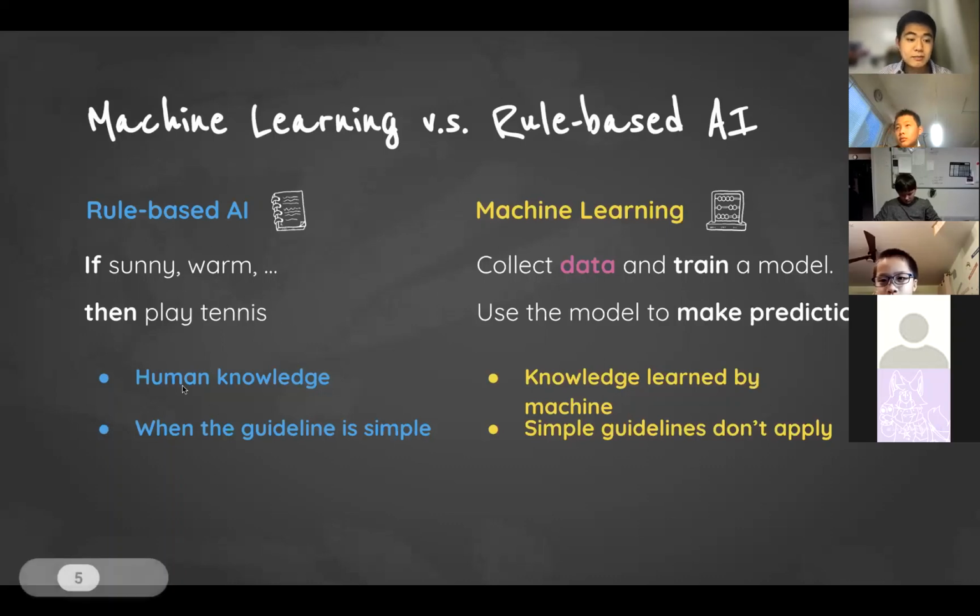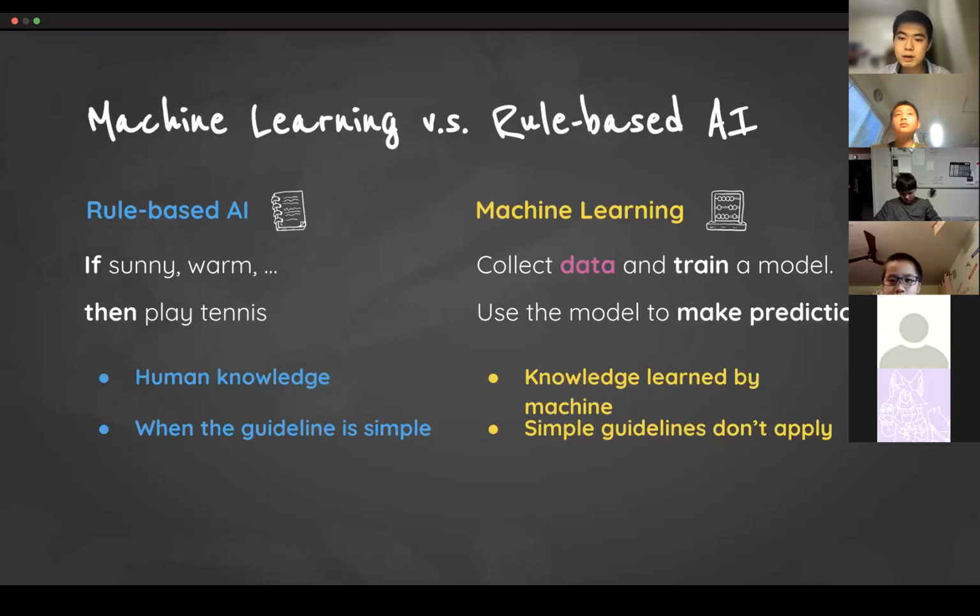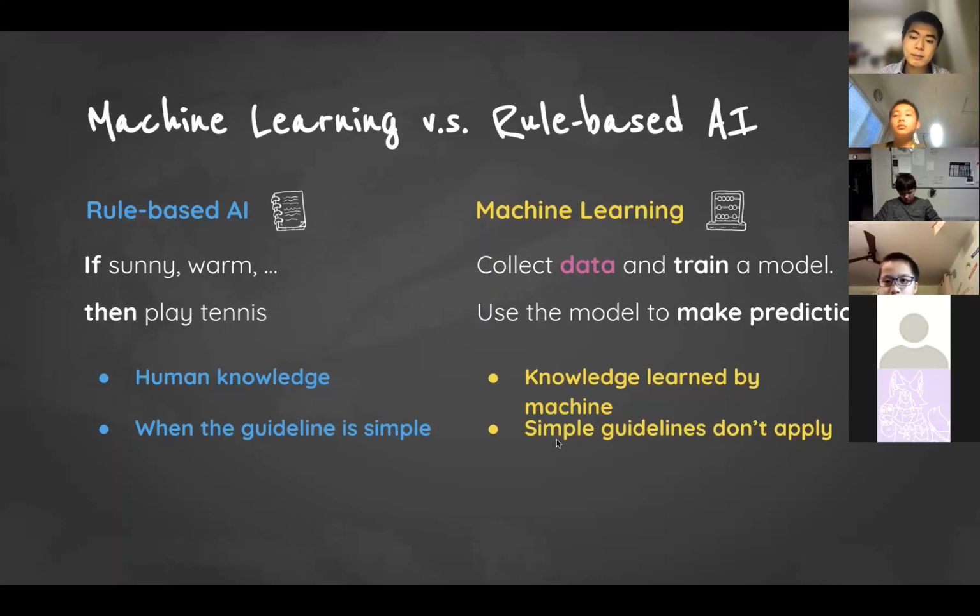Rule-based AI is going to be human knowledge, right? We tell the computer exactly what to do, step by step, and it works when the guideline is simple. Machine learning, on the other hand, is where the computer builds the model. The knowledge is learned by the machine, and simple guidelines don't apply. We use machine learning when the rules are complicated. Otherwise, if it's really simple, we can always just use rule-based AI. But if it's complicated, we use machine learning.